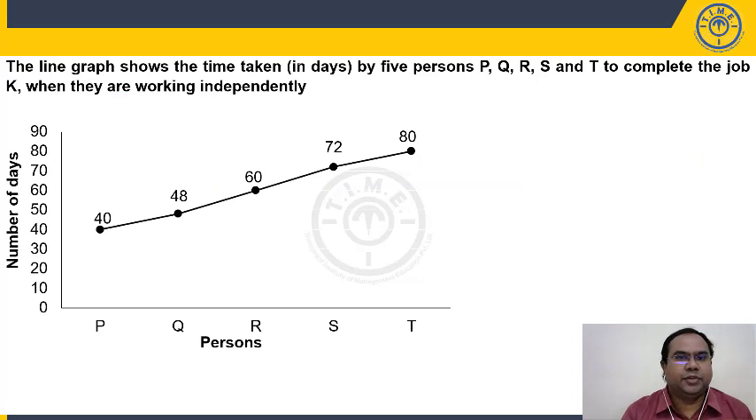The line graph shows the time taken in days by 5 persons PQRST to complete a job K when they are working independently. So this is the time taken by PQRST, 5 persons, to complete a job K. The time is given in days. So this is basically time and work based data interpretation.